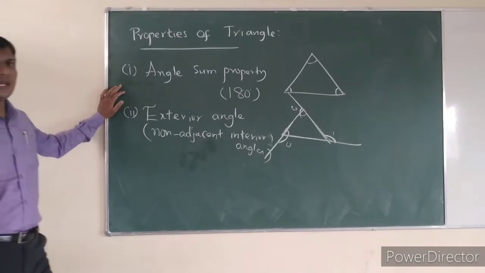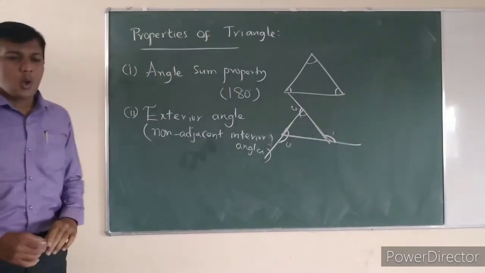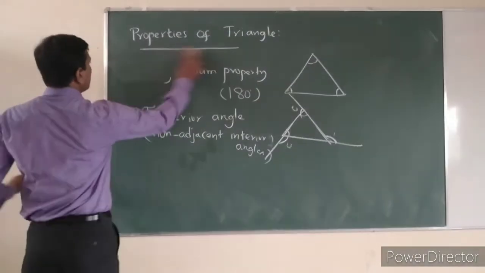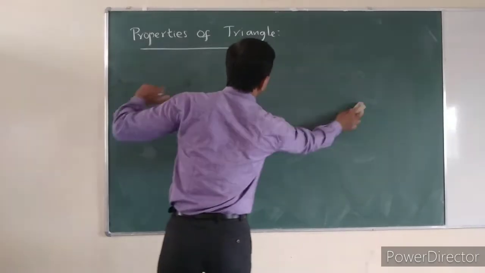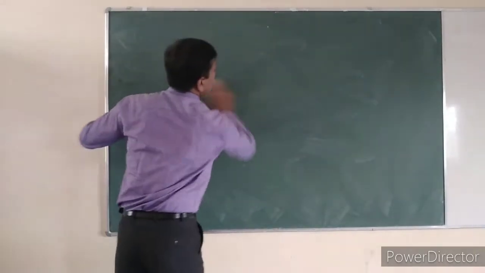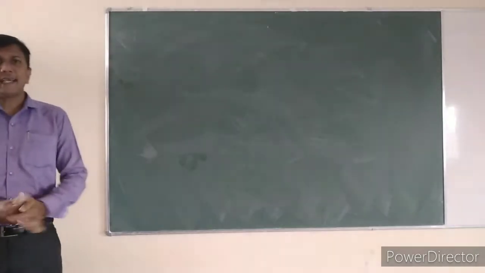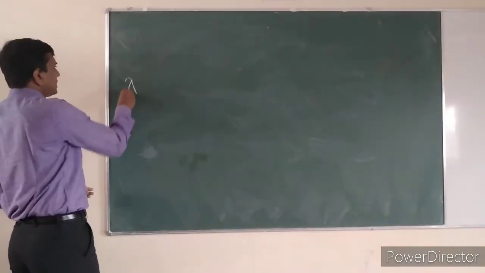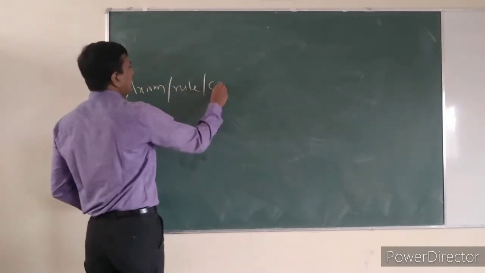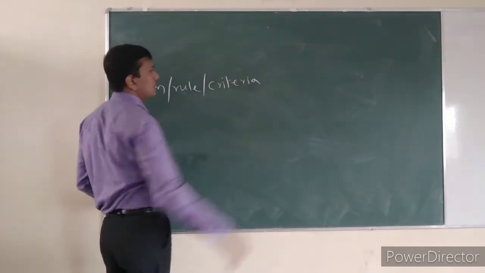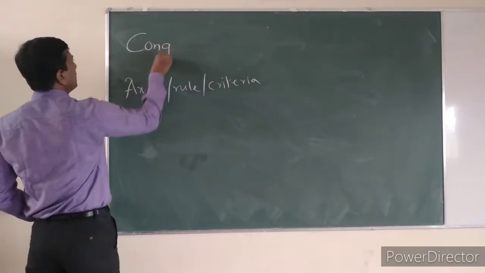Next, in earlier classes we have studied the congruency of triangles. What do you mean by congruency? Congruence. Your entire chapter is based upon these congruency principles, axioms. In some textbooks it will be given as axioms, rule, or criteria, whatever it is. So what do you mean by congruency?